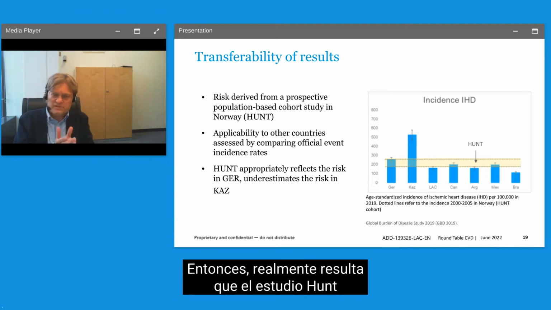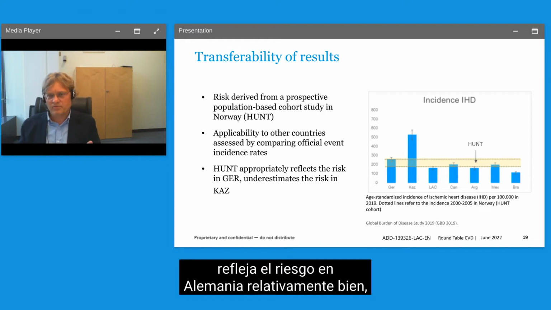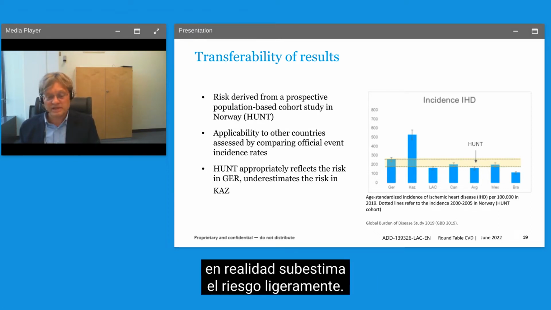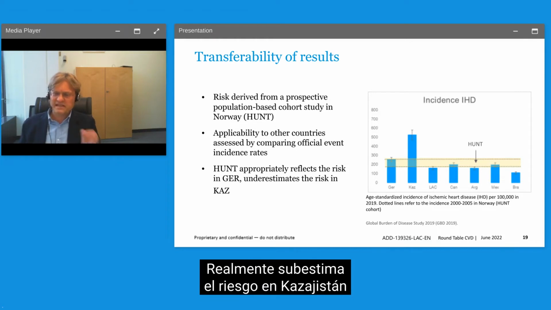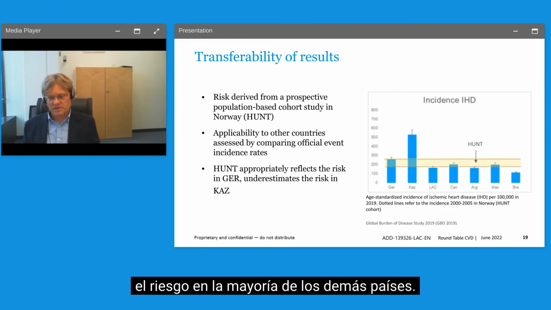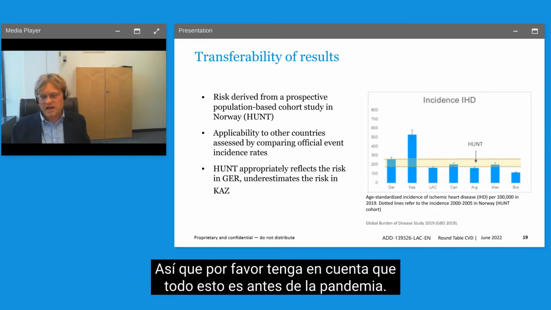So, it really turns out that the Hunt study reflects the risk in Germany relatively well. It actually underestimates the risk slightly. It really underestimates the risk in Kazakhstan. I dare to say that Hunt reasonably reflects the risk in most other countries. So please keep in mind that this is all before the pandemic.